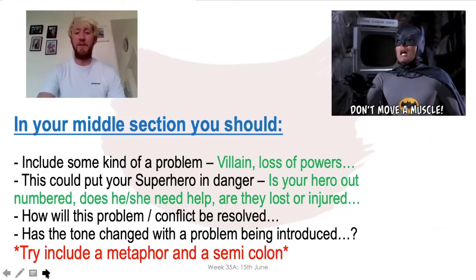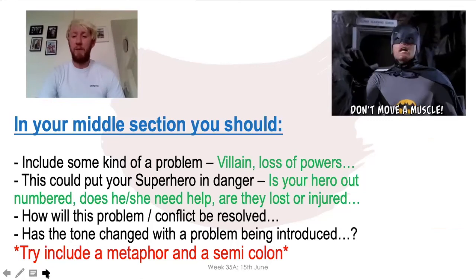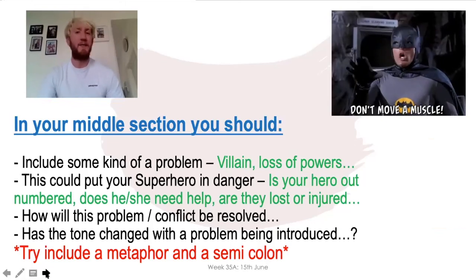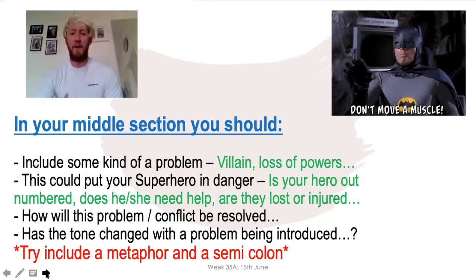Okay, and I've given some examples there on the screen in green writing. How will this problem or conflict be resolved? So can you have a think about, am I going to resolve this by the end of my story? Is this going to be an easy problem to fix, or is this going to take a lot of effort from your superhero? Okay, so is he really going to have to fight to save the planet, or is this something quite easy that he can just deal with?